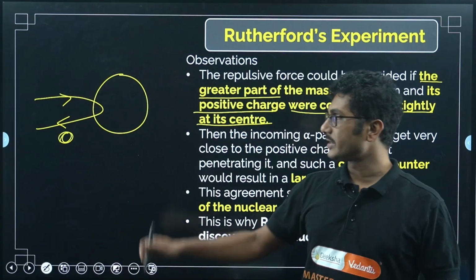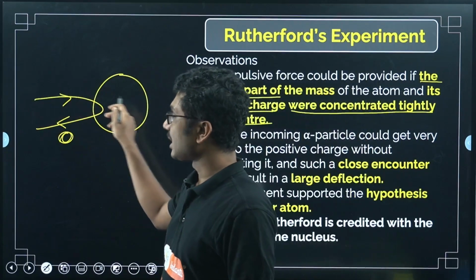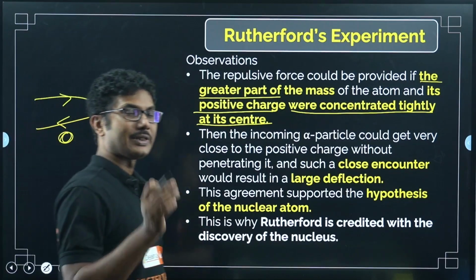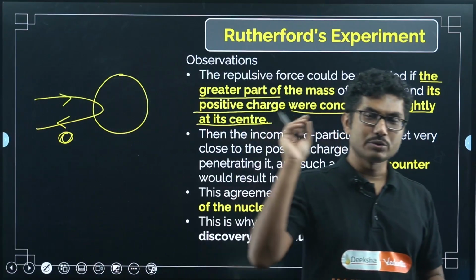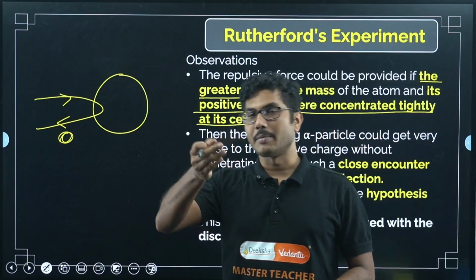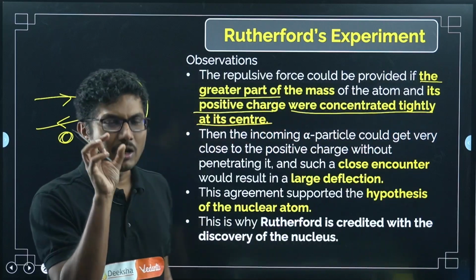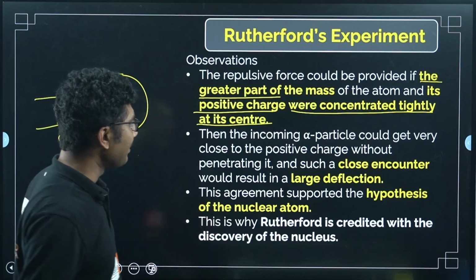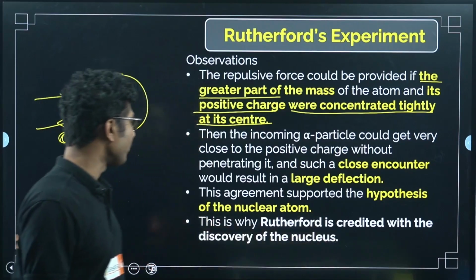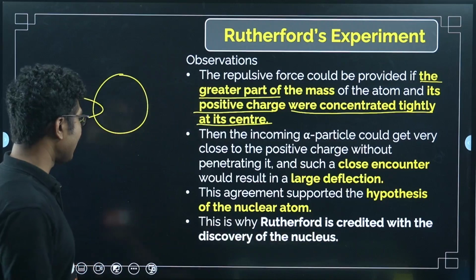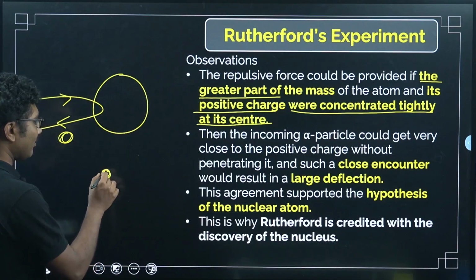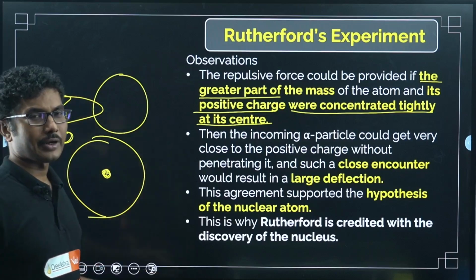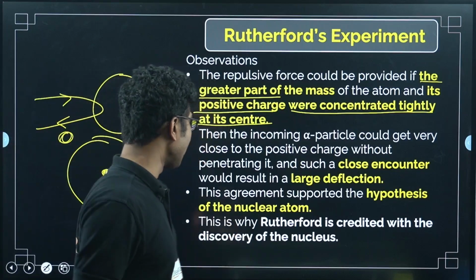So the large deflection, the alpha particles which are coming back almost directly at 180 degrees, that is happening because the alpha particle is going very close to that center. Okay, it is coming back, but because it's very small, the number is very less. This agreement supported the hypothesis of the nuclear atom. So the atom is basically concentrated in one nucleus, and the electrons are somewhere around it. How, we will see that in a while.